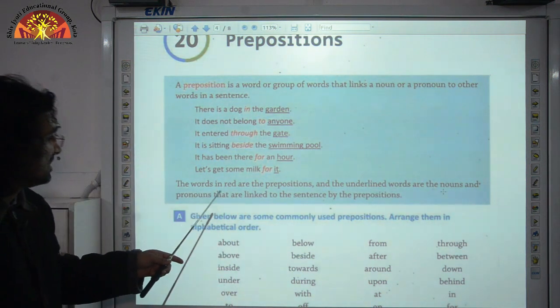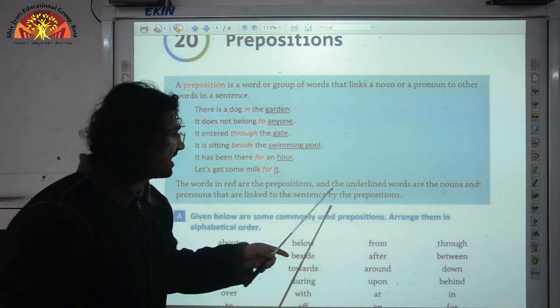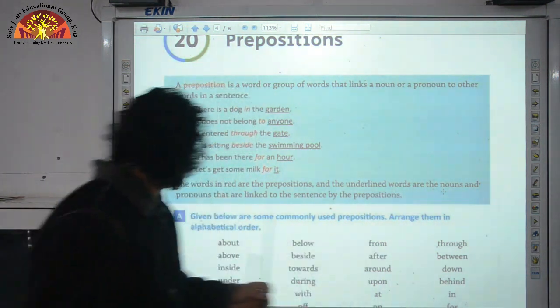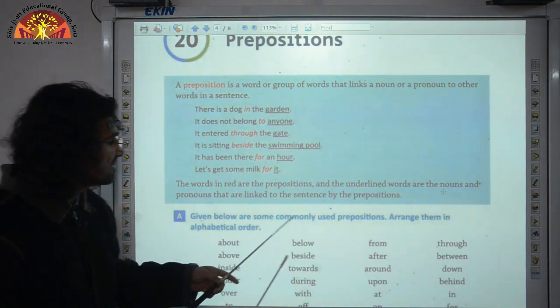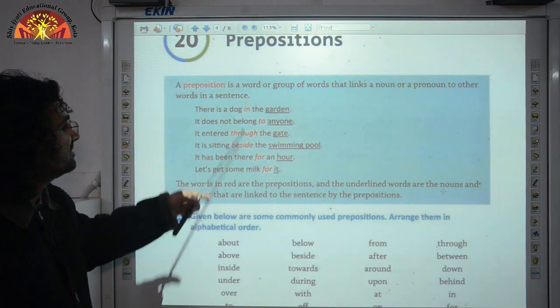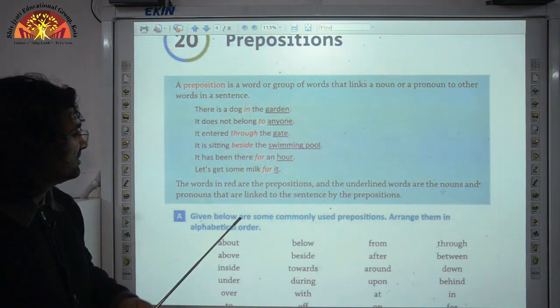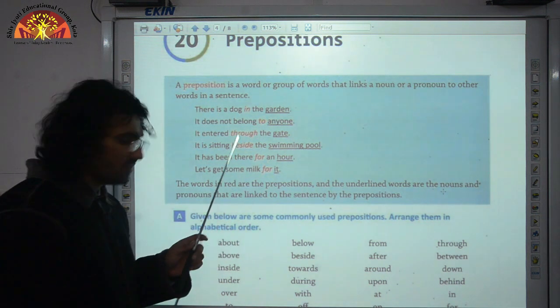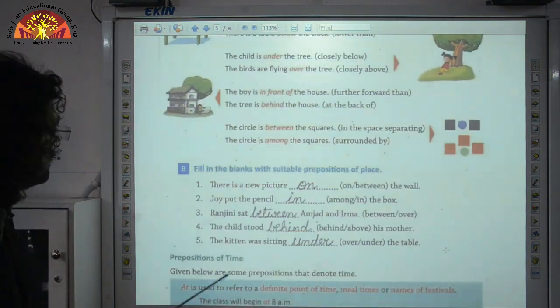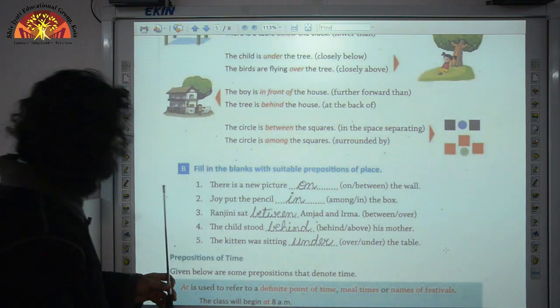The words in red are the prepositions, and the underlined words are the nouns and pronouns that are linked to the sentence by the prepositions. So these red words are prepositions, and underlined words are either nouns or pronouns. Okay. Exercise B. Fill in the blanks with suitable prepositions of place.